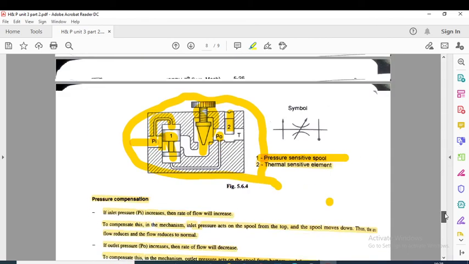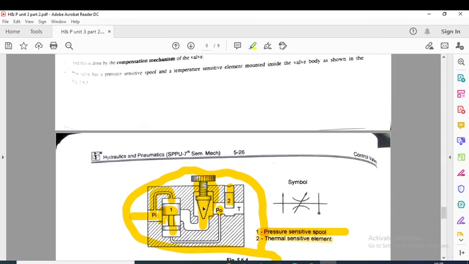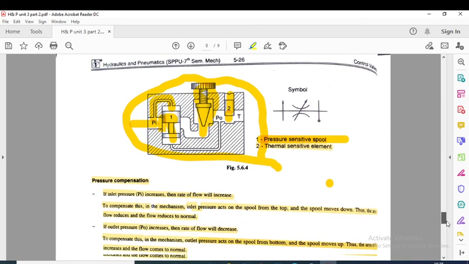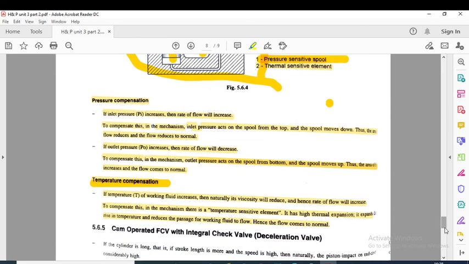Here, when the temperature of the fluid increases, the viscosity of the fluid goes on decreasing, and because of this a high rate of fluid will flow through the system. To compensate for this, we use this temperature sensing element, and it expands when the temperature of the fluid increases and closes this orifice here. This causes less fluid to move in the system, and because of this the flow comes to normal here.